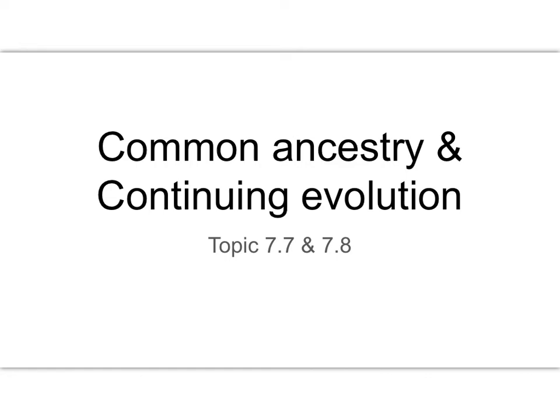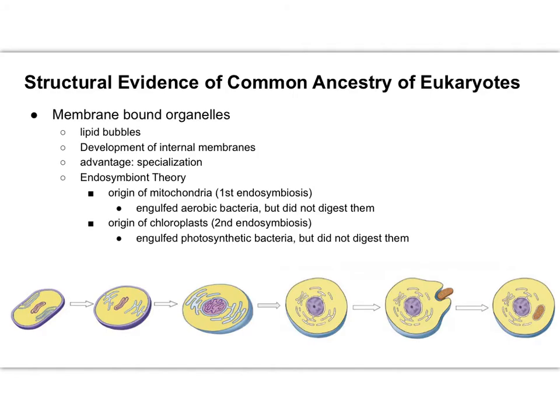So our main focus of tonight's video is going to be on common ancestry and showing the link between organisms and some evidence that will help support that. Our main focus is going to center around the theme of structural evidence to help show common ancestry of eukaryotes. Remember, eukaryotic cells are cells that have membrane-bound organelles.